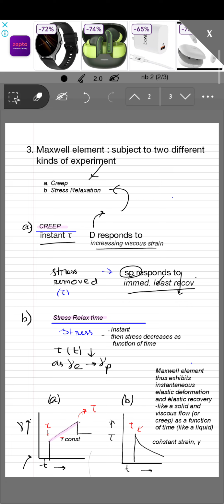Whereas in the case of stress relaxation, the strain is again instantaneous, and then the stress is allowed to decrease as a function of time. So here, as the stress decreases, there is actually a transfer of elastic strain to plastic strain that is taking place in this way. So the Maxwell's element thus exhibits elastic deformation and elastic recovery as a solid and viscous flow or creep as a function of time.